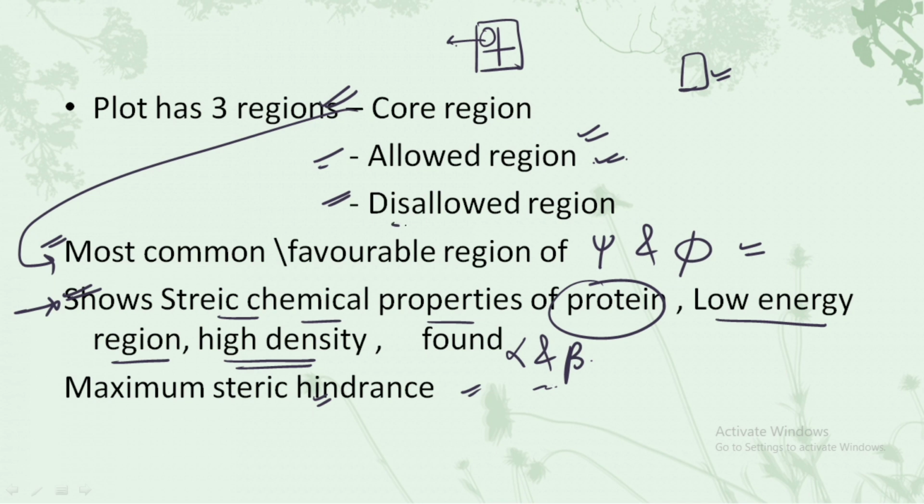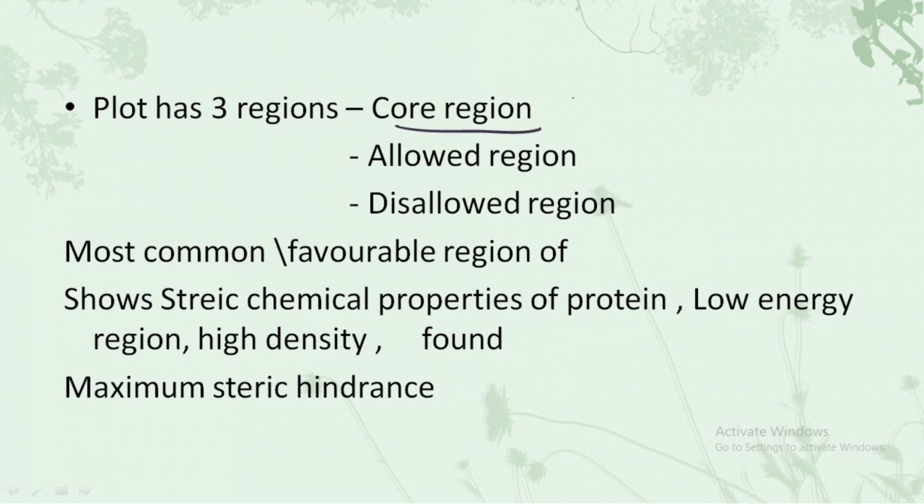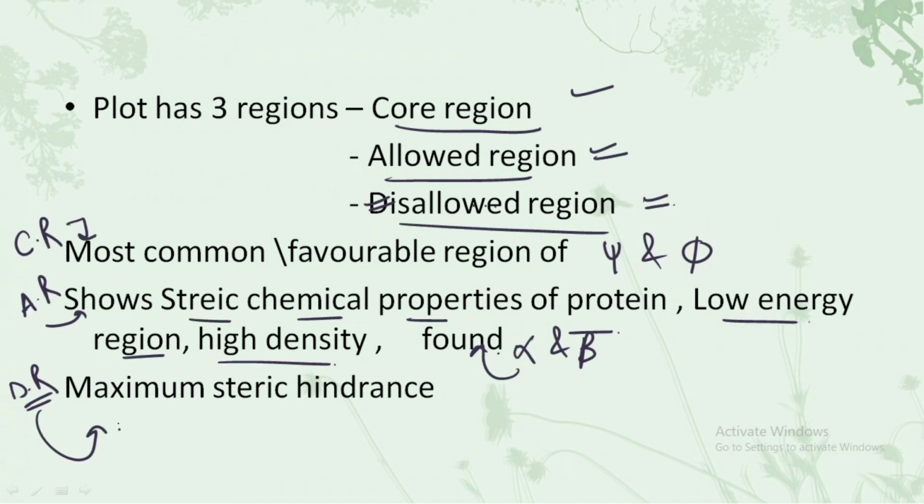Then we have the disallowed region. In the disallowed region, there is maximum steric hindrance present. Hence, very few proteins are found in this region. So you have to remember the various regions. The first one is the core region, the second one is the allowed region, and the third one is the disallowed region. So this was about the various regions of the plot.